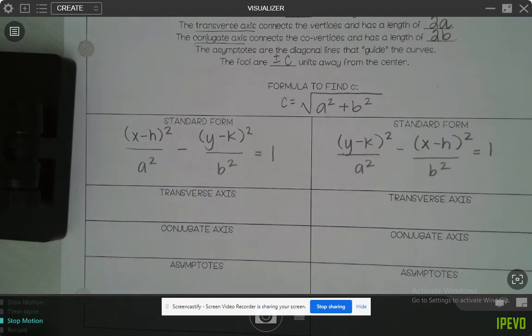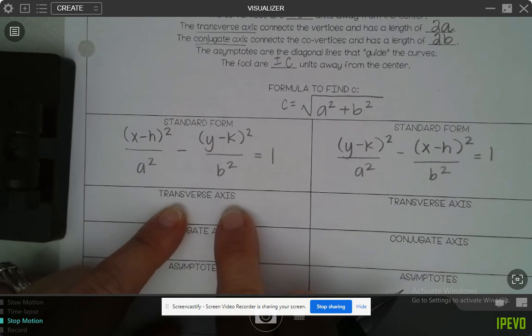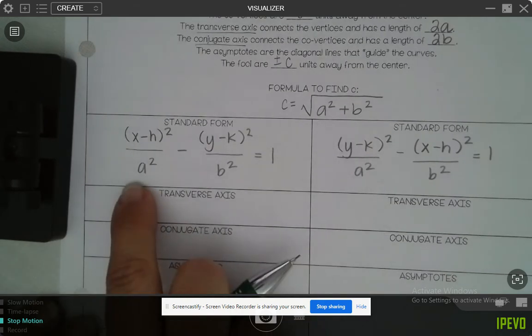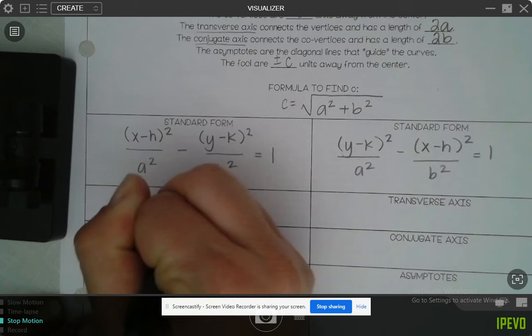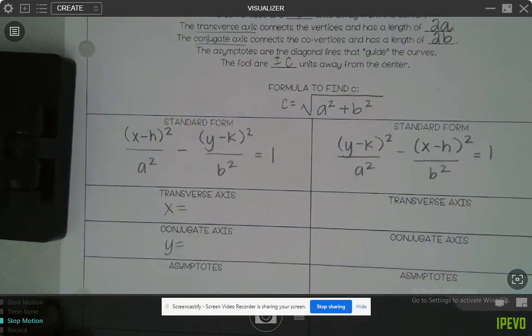All right. Now, transverse axis. The x value is first. So your transverse is going to be x. Your conjugate is going to be y.